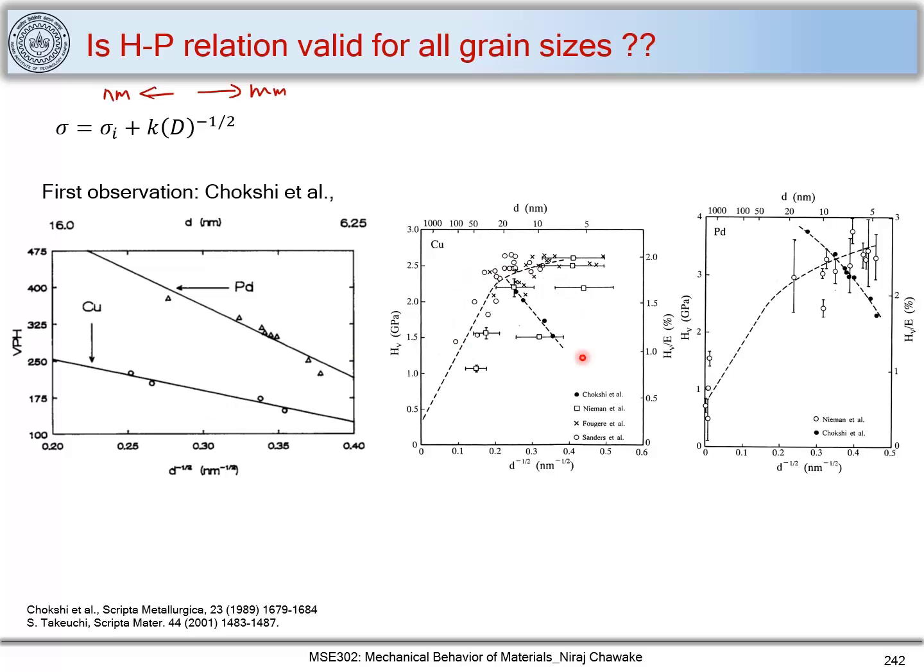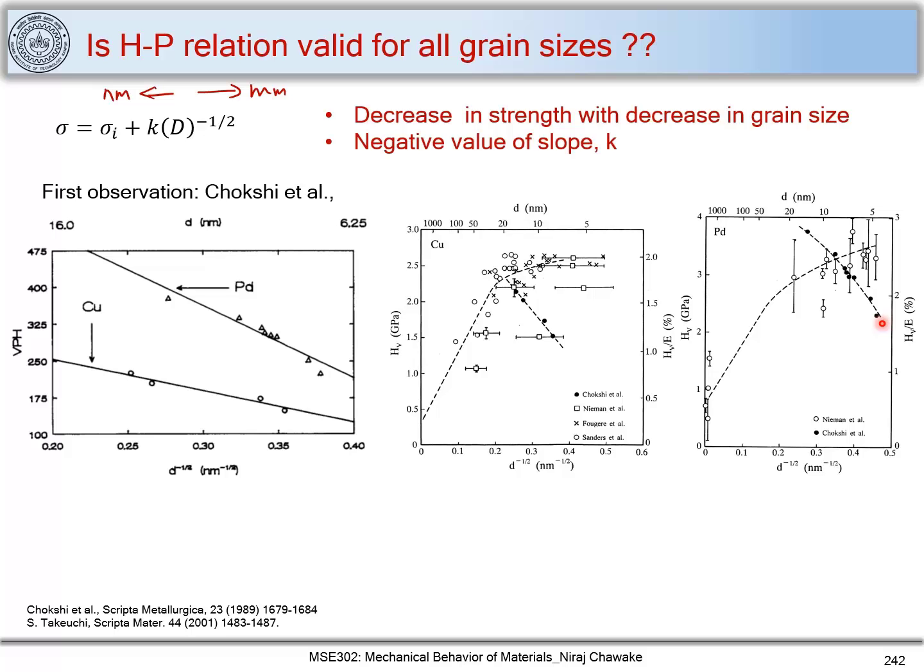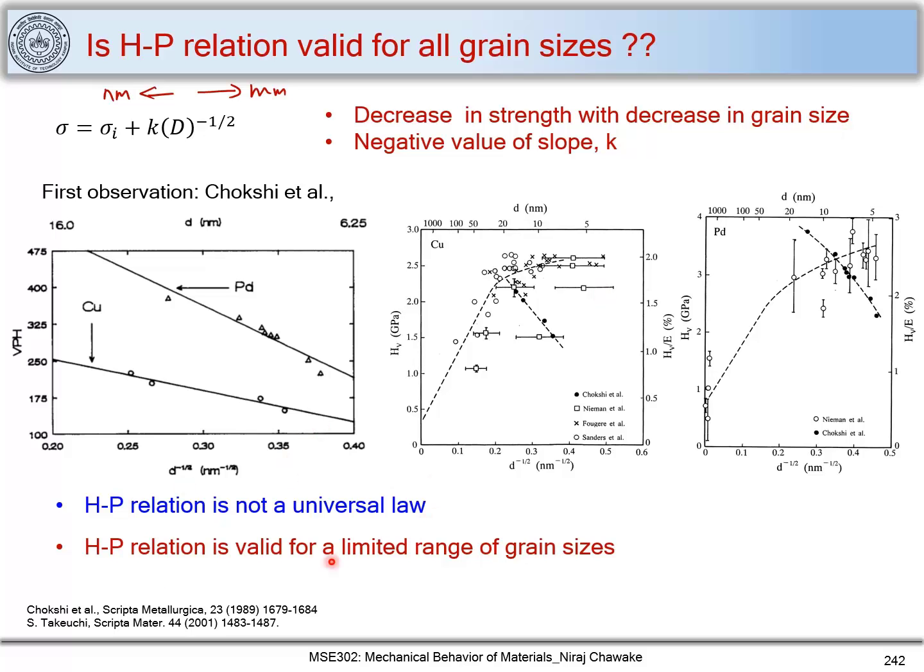There is a compilation of data which shows that if I decrease the grain size beyond a certain size, the strength actually drops or saturates. It doesn't follow the Hall-Petch relation. So from here you can say that decreasing the grain size increases the strength, but as soon as it reaches a certain value, if I decrease the grain size beyond this value, the strength starts decreasing, and there is a negative slope. So K becomes negative here, that is, a decrease in strength with a decrease in grain size. So Hall-Petch is not a universal law. Hall-Petch is valid for a limited range of grain sizes.